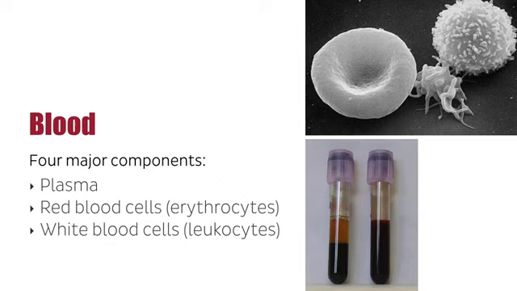These cells are also created in the bone marrow. Lastly, platelets are cells that clump together to form blood clots and help protect the body by preventing bleeding.